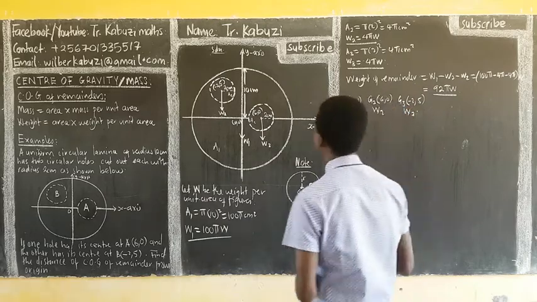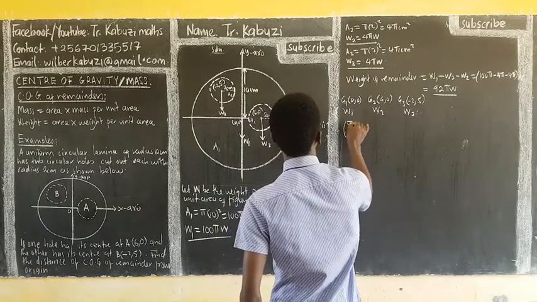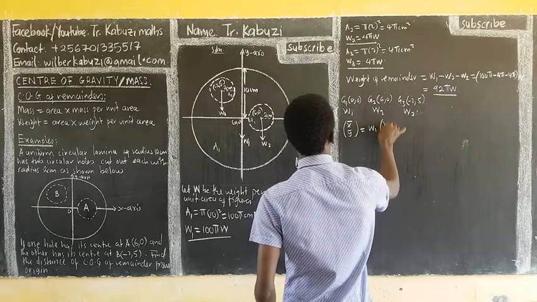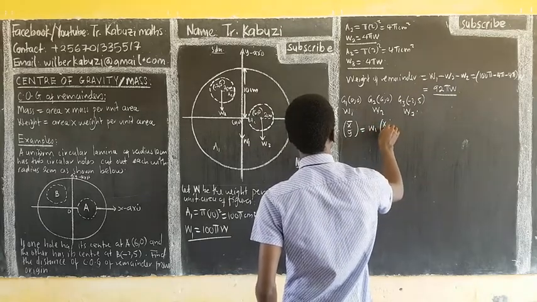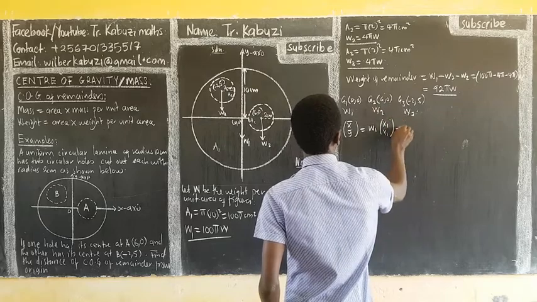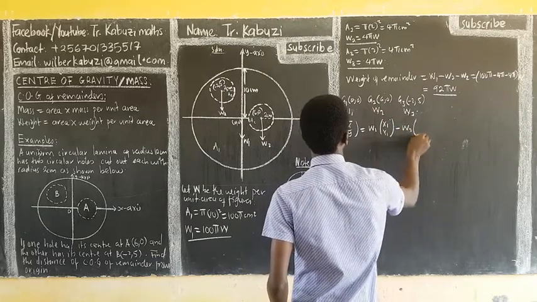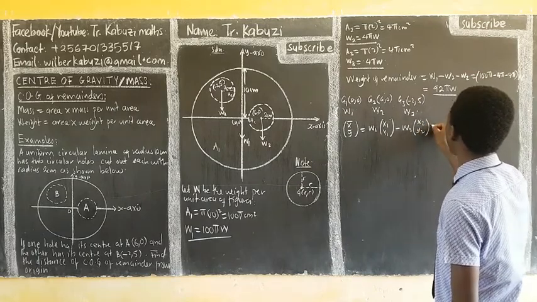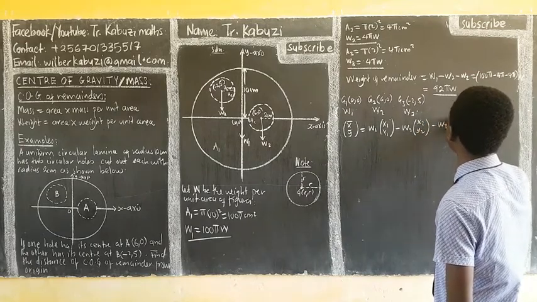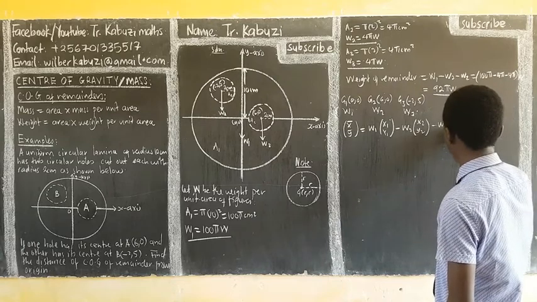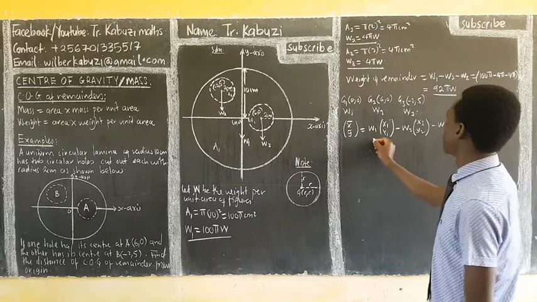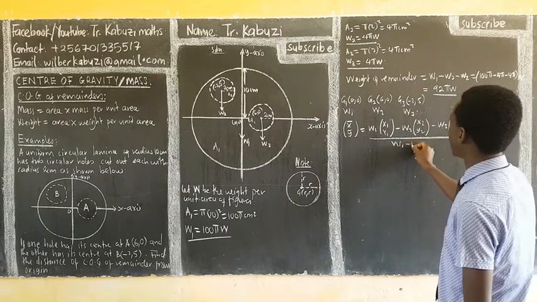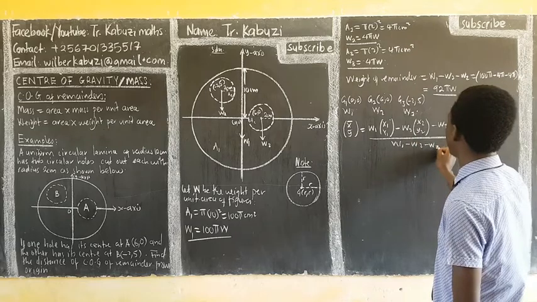So how do we get the center of gravity of the remainder? X bar, Y bar, we are going to get W1, and then the coordinates where that weight is, then minus W2, these remain, these things we cut out. So X2, Y2, minus W3, X3, Y3. Now all over W1 minus W2 minus W3.